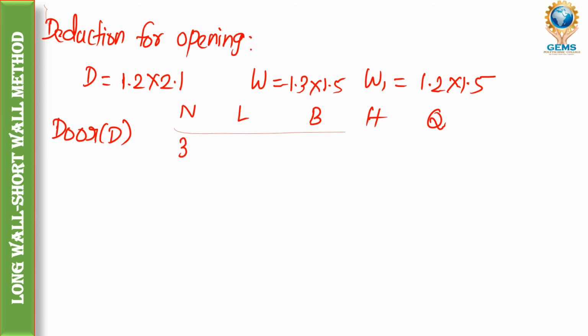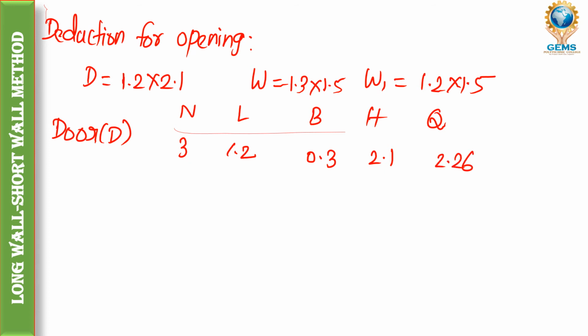Then the length is what? Door size is 1.2, so we will just put 1.2. Then the breadth is the wall thickness, so 0.3. Then the height is 2.1. By multiplying we will get the values, something like 2.26.